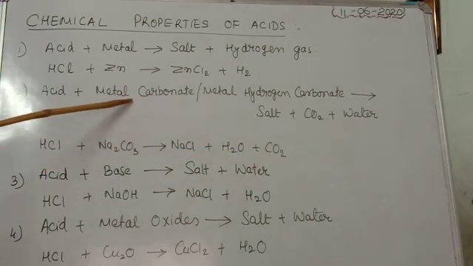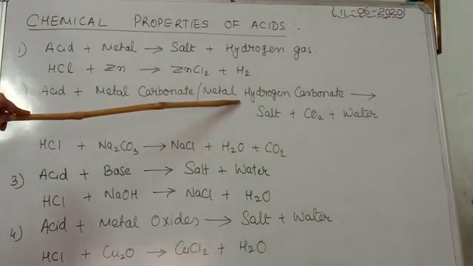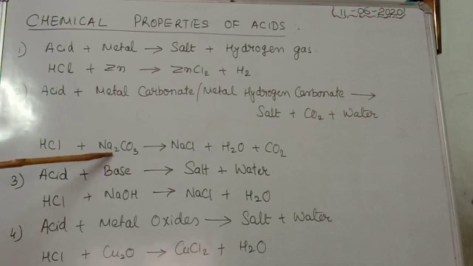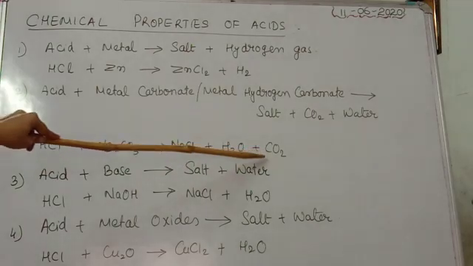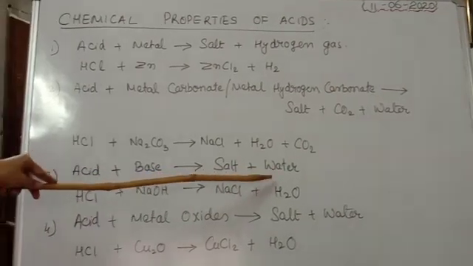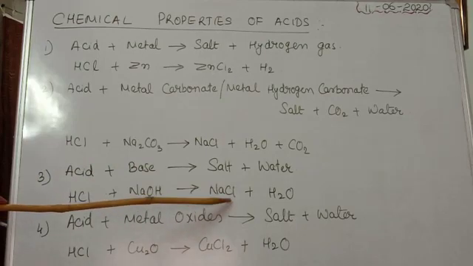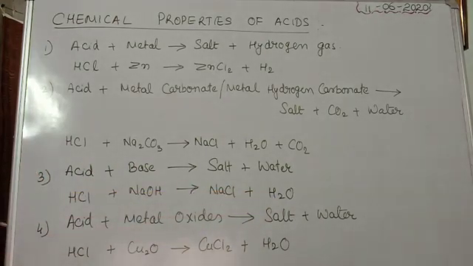Here what I have taken is metal carbonate. Metal hydrogen carbonate I can also take, NaHCO3. What is that? Baking soda. If I take that, then also I will be getting the same, only the balancing you have to change. Third one, acid plus base gives you salt and water. HCl plus NaOH gives NaCl plus H2O.